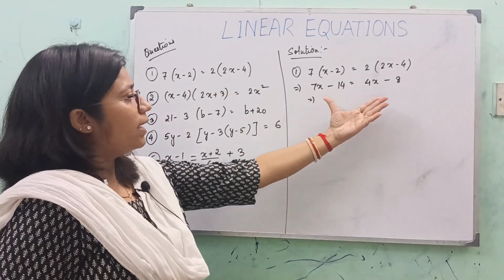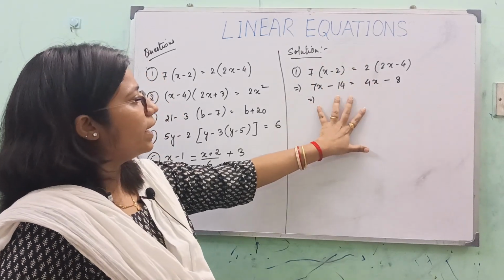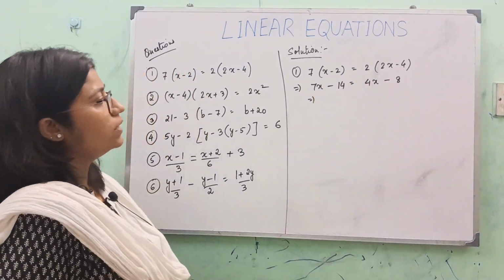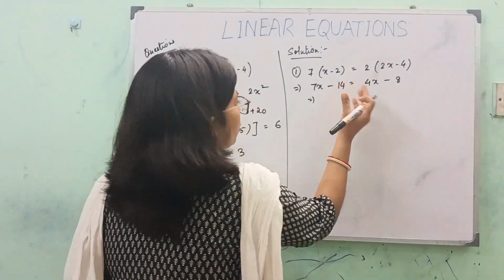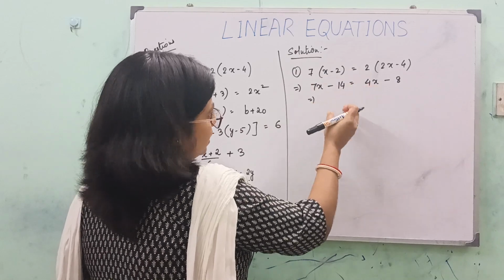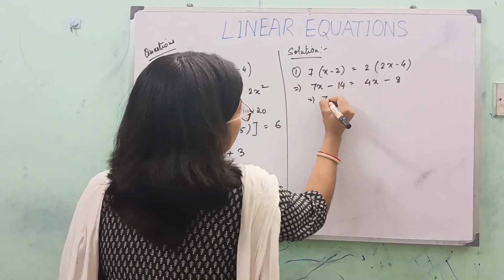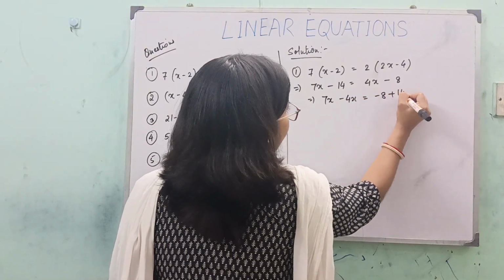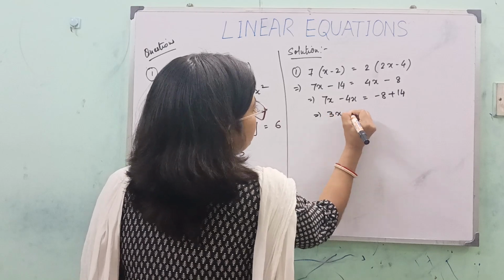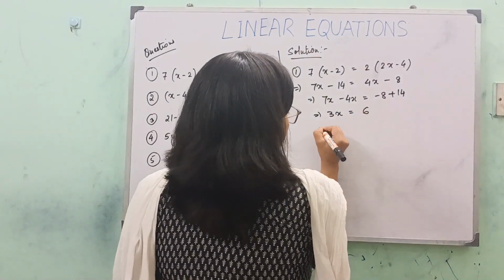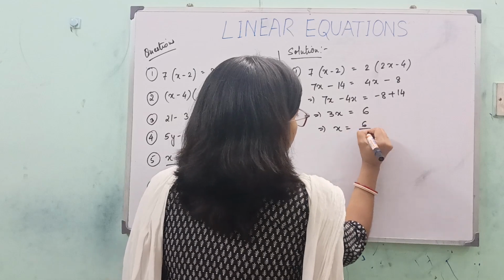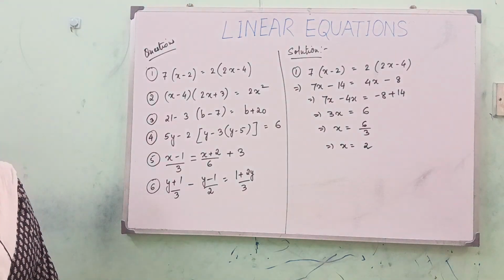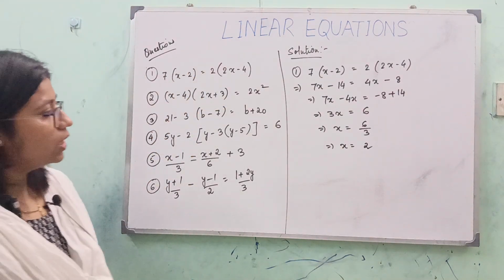Now you can see we have removed the brackets, and after that we have changed it to a linear equation where we can see the variable x is present on either side of the equal to sign. So we are going to group the variables on one side. So 7x minus 4x is equal to minus 8 plus 14. So 3x is equal to 6. So x is equal to 6 by 3, or x equals 2. So the solution for the first is x is equal to 2.